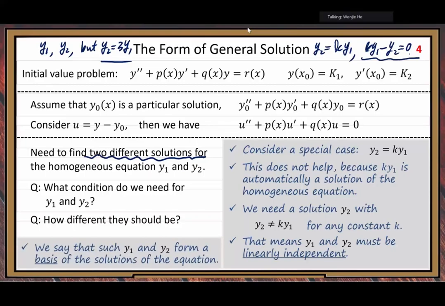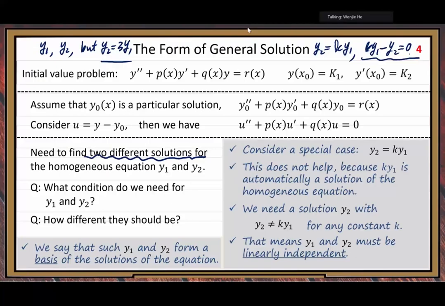We say that... another related concept, the basis concept. We say that such y1, y2 linearly independent, okay? So suppose we have the independence between y1 and y2, then such y1, y2 form a basis of the solutions of the equation. So we have this basis concept.